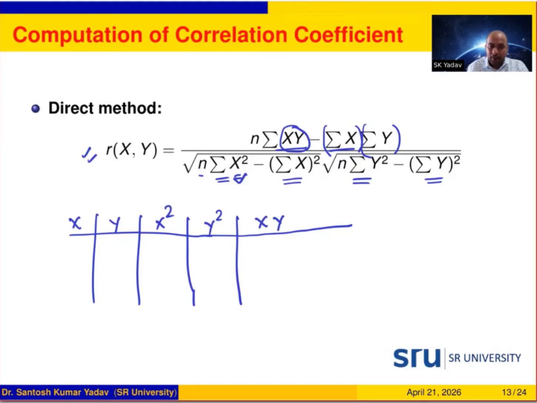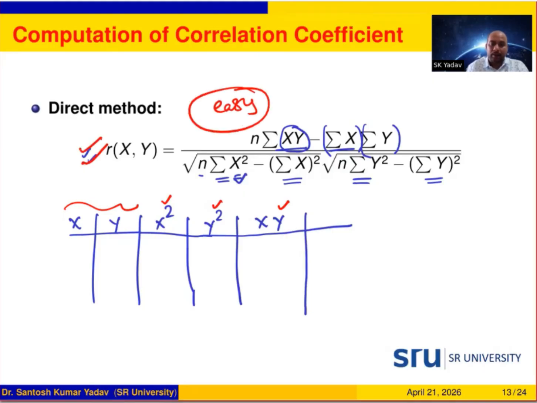So here you see we are computing 1, 2, 3, only 3 columns. Whereas in the previous formula, you have seen we are computing 5 extra columns, apart from these two given data sets. So this one is the direct method and it is easy to compute. So I will recommend everyone to use this formula, because this needs only 3 columns computation.